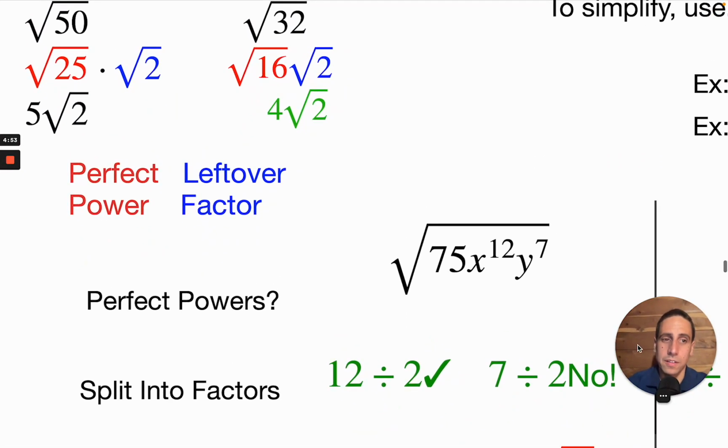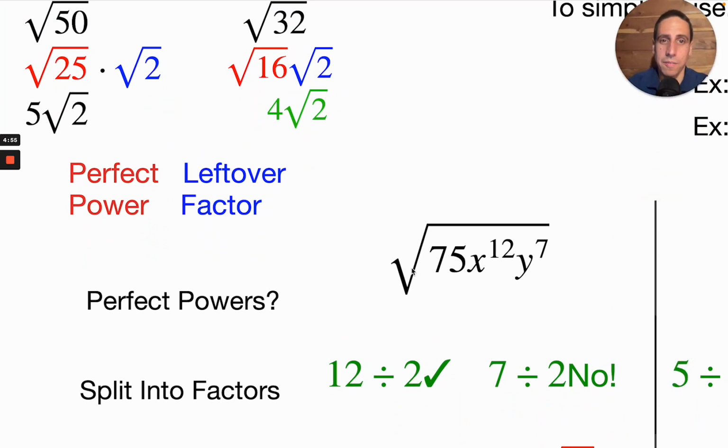So let's take a look here. Let's say you had to simplify the square root of 75 x to the 12th y to the 7th. Well, looking at this, you are able to take the square root of x to the 12th because 12 divided by 2 is 6. That simplifies. 12 over 2 simplifies to 6. But 7 over 2 doesn't. And that's good to know. And the square root of 75, I've got the feeling we can do some of this business over here.